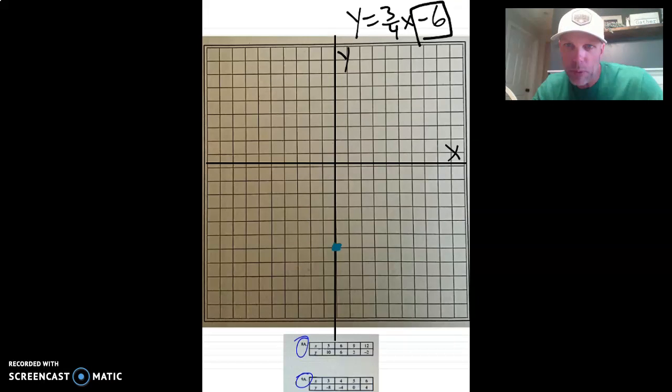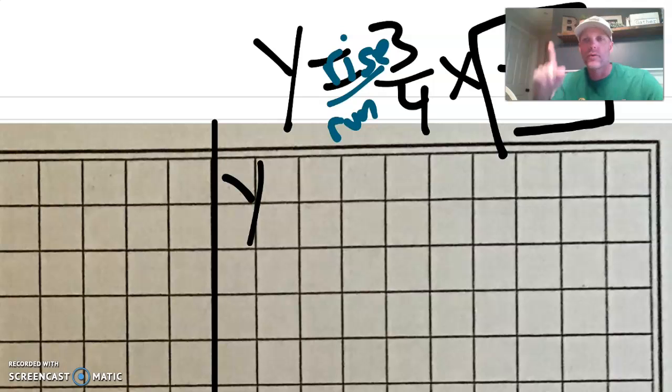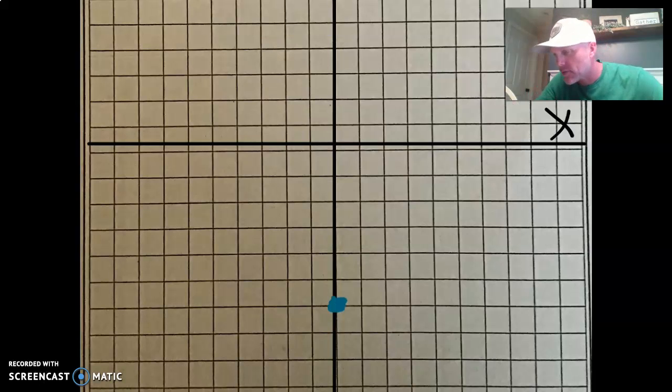And then this slope is actually easy. Number one, it's positive, so it's going to be going up that way. It is a rise of 3 and a run of 4, and it's positive. Rise of 3: 1, 2, 3, right there. Run of 4: 1, 2, 3, 4, right there. And that equation on a graph looks like that.